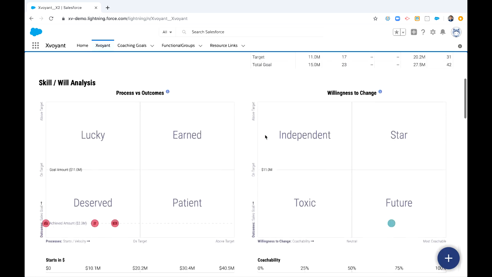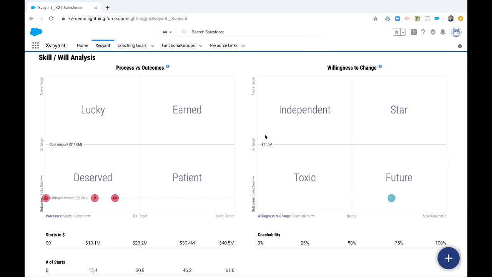Again, when looking at the willingness to change quadrant, our poor performer tells a different story. We know that they are under their sales target, but they are trying to change. They're trying to improve, so they find themselves in the future category. Reps who are found in the toxic category are reps who are under their sales goal, but also when you try to help them change and coach them, they don't accomplish those coaching goals. They find themselves in the independent category if they are over their sales target but not coachable.